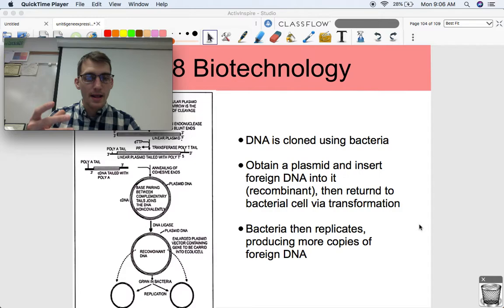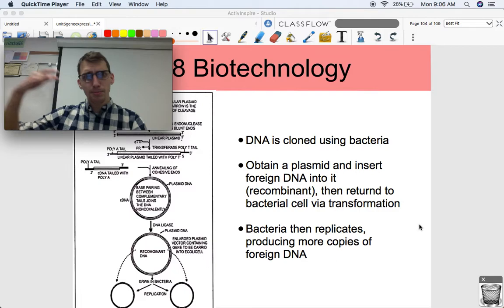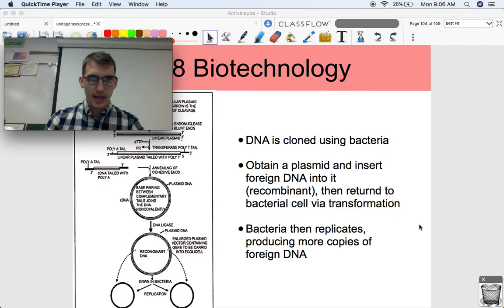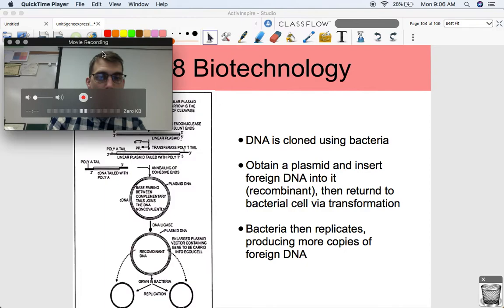It's going to make more copies of the gene that I want to express. And it's going to express that gene and make that protein that I want for my blood pressure medication. So pharmaceutical companies, biotechnology companies can use DNA cloning and use these bacterial cells to manipulate them and make them produce what we want. So it is pretty incredible.